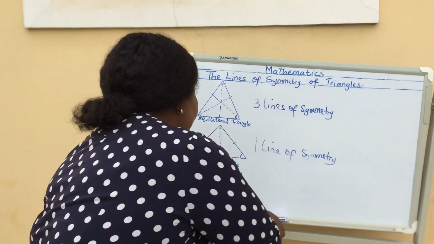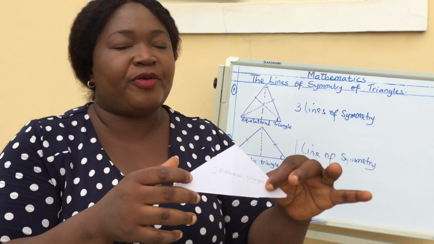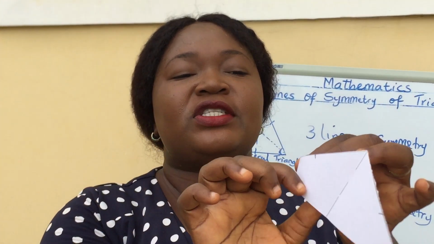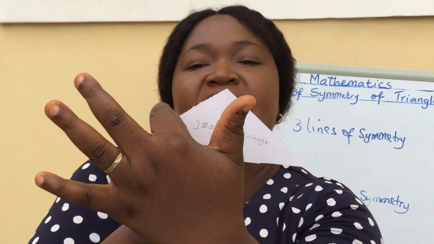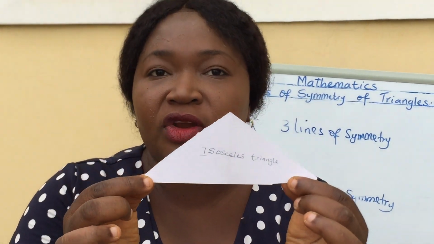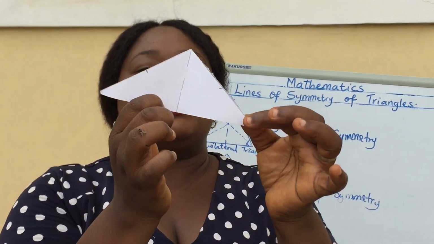The second triangle I'm going to show you now is an isosceles triangle. Everybody say it, isosceles triangle. Now isosceles triangle, like you can see this one now, this side is the same as this, but the down part is longer than the two other sides. Now look at this.